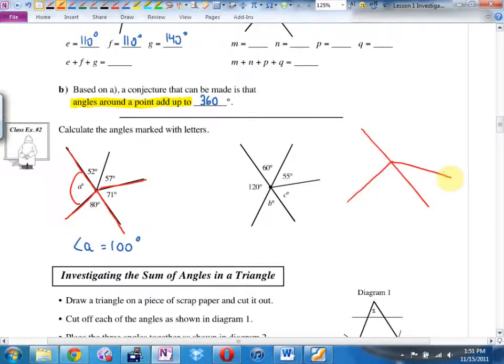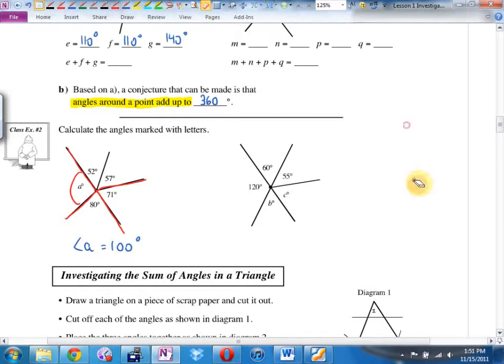The X has to be perfect for you to use that vertically opposite rule. You notice that this here isn't a continuation of this line here. So the vertically opposite rule has to be a proper X like that. It can't be an X like that, which you could say, well, that's sort of an X, Mr. Dueck. No, not really. Is that okay? All right.